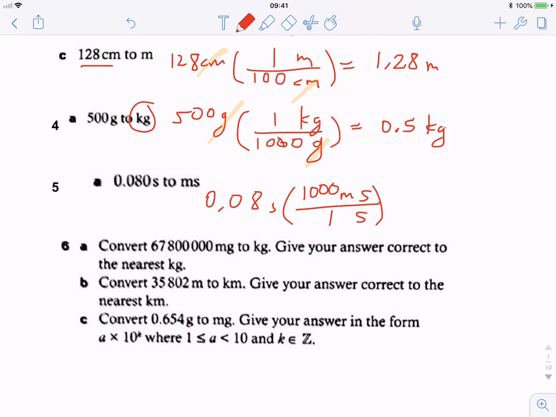How do we know that? Because we know that there is 1,000 millimeters in a meter, so it's kind of the same, isn't it? I cancel out the seconds, and I multiply 0.08 times 1,000. So 0.08 times 1,000, let's see, if we put that in the calculator, we'd get 80 milliseconds.